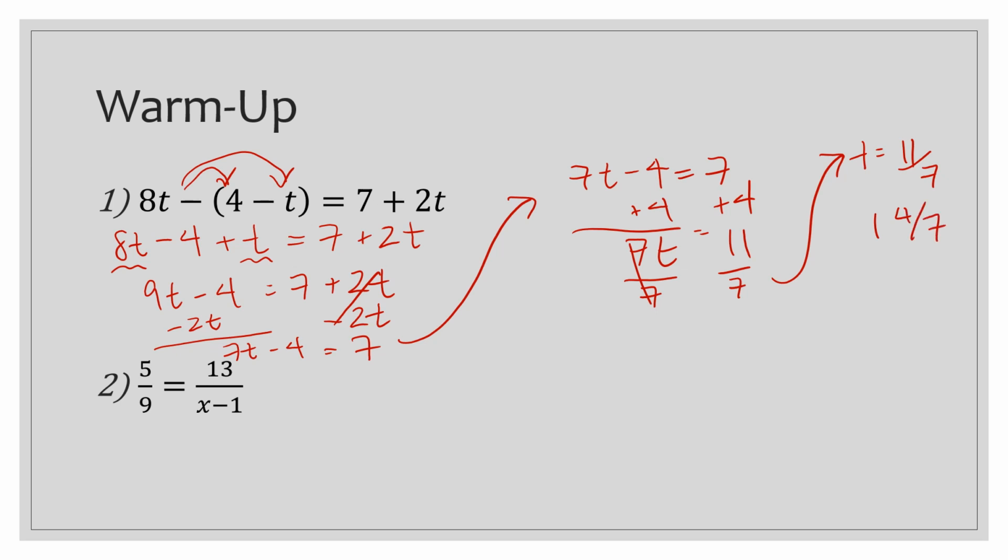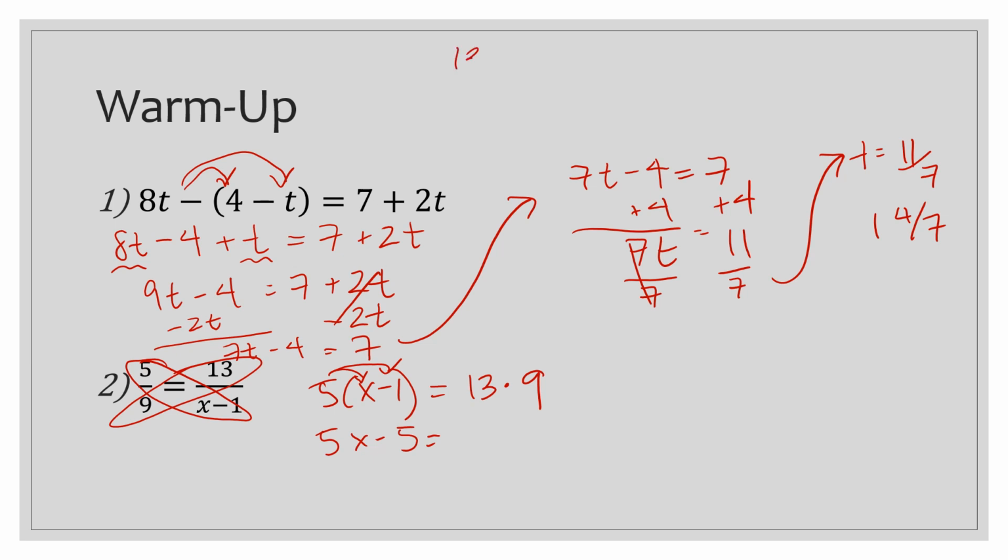Then over here, I'm going to do my cross multiply butterfly action. So I'm going to say it's 5 times x minus 1 equals 13 times 9. So I'm going to distribute this 5 to both. So that's 5x minus 5 equals 9 times 13. Ooh, I'm going to have to do that one over here. So that's 117. Now I'm going to need to add 5 to both sides. So that's 5x equals, let's see, 122.